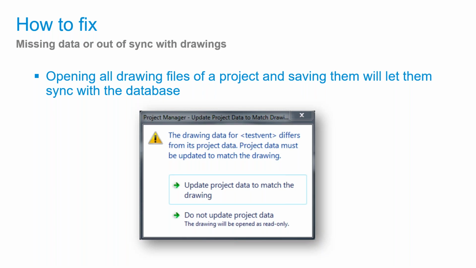Really, your only option is to merge that, update the project data to match the drawing, which is usually what you want. The other option, if you want to back out but still look at the drawing, is the second one there: do not update the project data, just open it as read only. This gives you an opportunity to sync up that drawing and get it into the database so everything in the project matches the drawing and the database records.